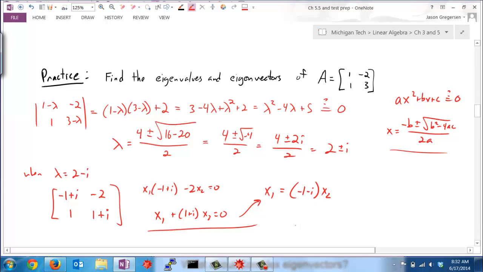So I have that. So now for my solution, x2 is my free variable this time, so x2 is just x2. And then what's x1? It's negative 1 minus i times x2. So it looks like my eigenvector will be negative 1 minus i and 1.